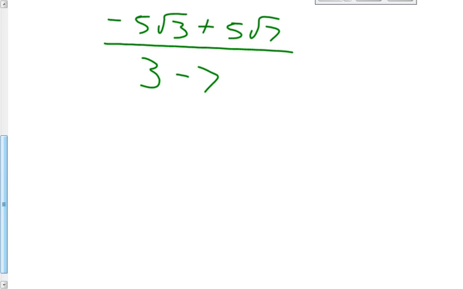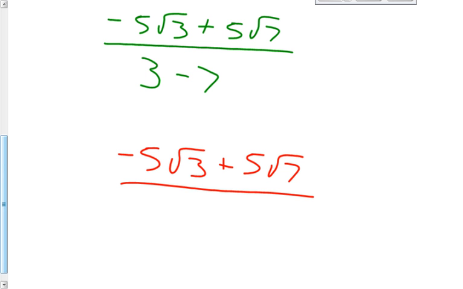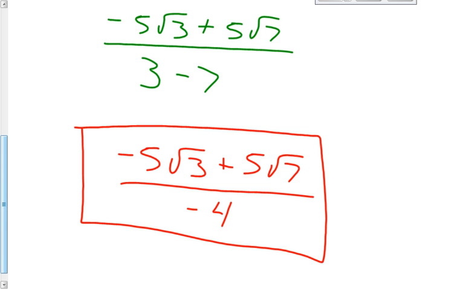It is now rational. So your answer is a negative 5 square root 3 plus 5 square root 7 divided by 3 minus 7. That is a negative 4. And this is your answer. You have successfully rationalized the denominator by multiplying by the complex conjugate. Don't you feel good about yourself?